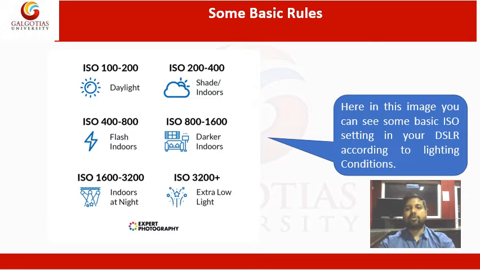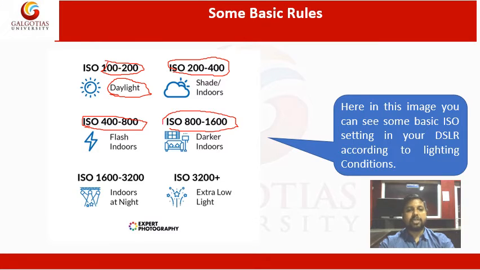So here are some basic rules of using ISO. As I already told, if it is daylight and you are shooting outdoors, you have to use 100 or 200 ISO. If it is shaded or indoor, you have to use 200 to 400 ISO. If you are using indoor flash, then you have to use 400 to 800 ISO. If it is a darker indoor, then you have to use ISO 800 to 1600. Or if it is indoor with lighting, such as spotlights, with artificial lighting, then the ISO should be 1600 to 3200.